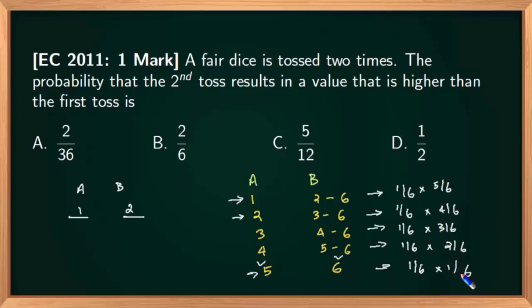Now I have to sum these things, which means that I'll take 1 by 6 into 1 by 6 as the common factor, which is 1 by 36, into 5 plus 4 plus these 3 things, these 5 things, right? 1, 2, 3, 4 and 5. So 3 plus 2 is 5, plus 1 is 6, 6 plus 4 is 10, plus 5 is 15. So this is 15 by 36, which is nothing but 5 divided by 12. So my answer will be 5 by 12.